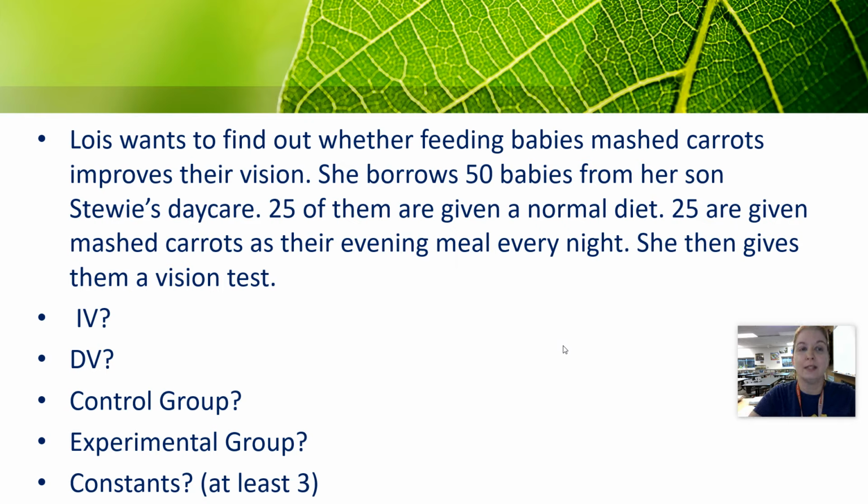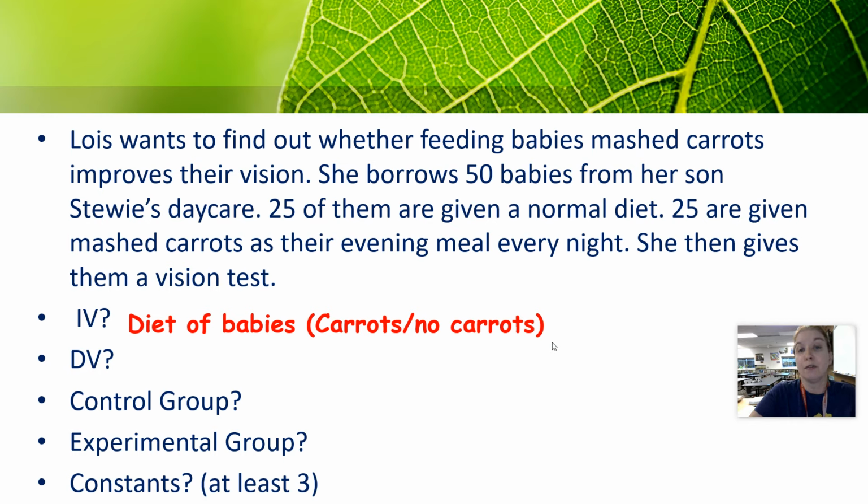So what is the independent variable? What is our experimental factor? The diet of the babies, whether they have carrots or no carrots. Our dependent is what we are measuring. So what are we measuring? The vision of the babies. Maybe score on a vision test. I don't know how old babies are going to be on answering questions.